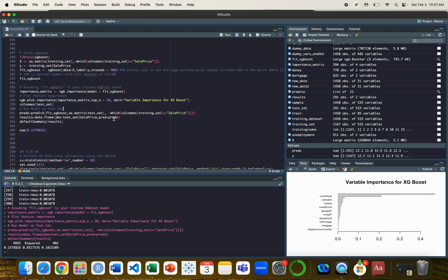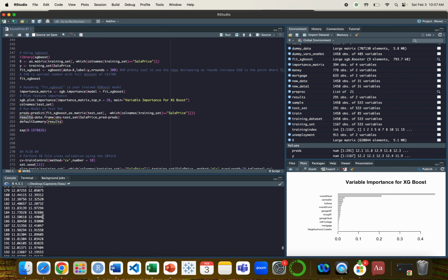So it's actually predicting them because we took out sale price from the test set. Its job was to predict. And then we took sale price from the test set and put it back into results. And then we know the function for RMSE, right? It's just Y minus Y hat. So this would be the observation, right? The actual Y value is the observation minus the prediction. So this is what our results would look like. This is it.